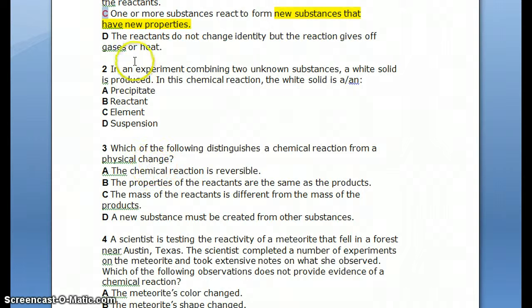Number 2, in an experiment combining 2 unknown substances, a white solid is produced. In this chemical reaction, what do we call the white solid? Well, remember in our demonstration when I took 2 liquids and I stirred them together and they created a solid, that was called a precipitate. A precipitate is evidence of a chemical reaction and is when we have 2 liquids combining to form a solid.